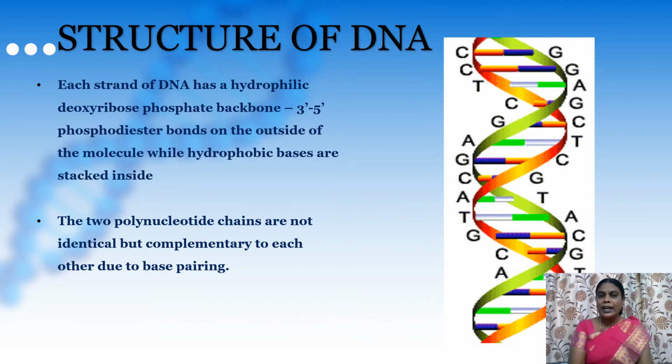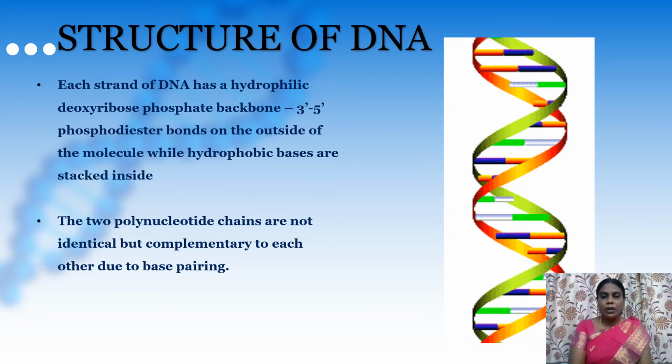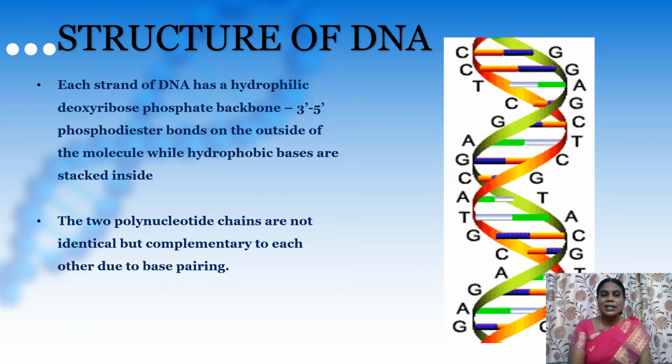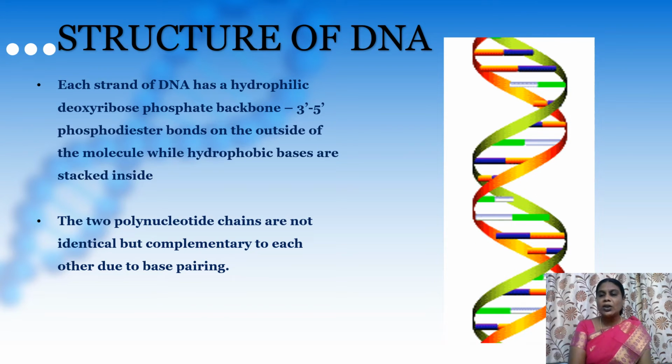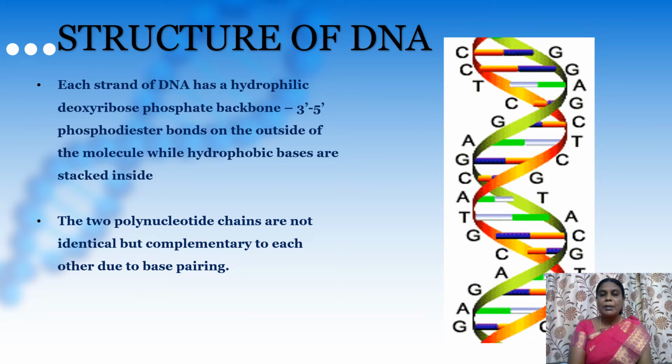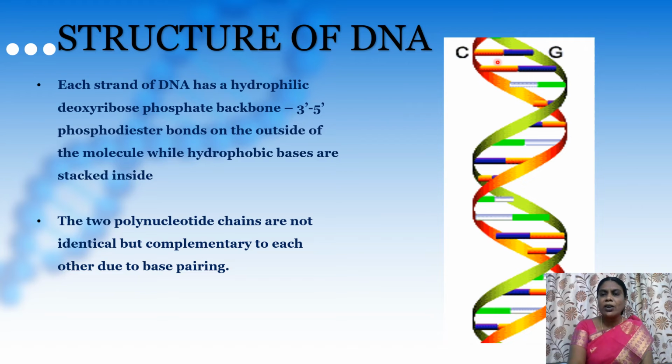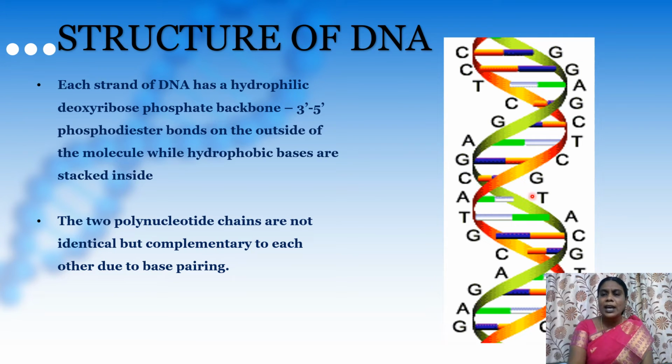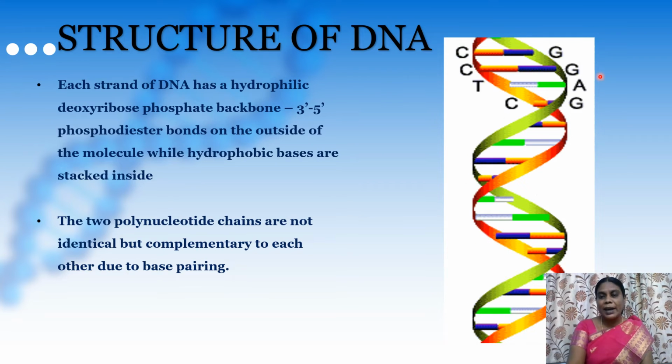Each strand of DNA has a hydrophilic deoxyribose phosphate backbone, that is 3 prime to 5 prime phosphodiester bonds, on the outside of the molecule, while hydrophobic bases are stacked inside. The two polynucleotide chains are not identical but complementary to each other due to base pairing. These two strands are not at all identical, but they have complementary pairs.